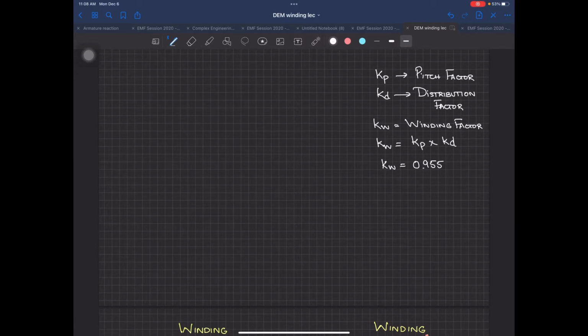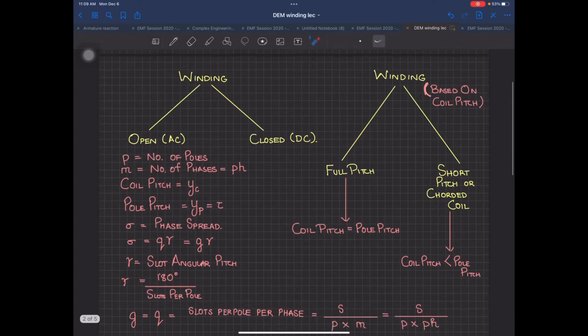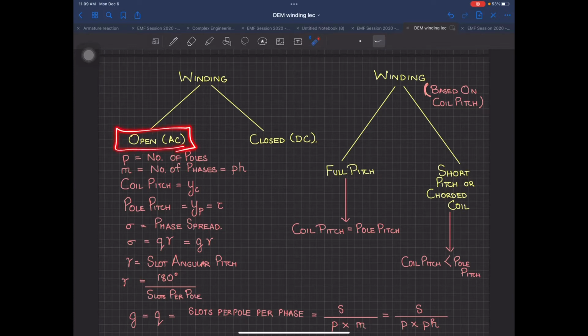But before I go on to that, the very first important thing: whenever you are talking about windings, and you are talking about the winding based on whether the wires are coming out or not, we have two types. One is called the open winding, the other one is called the closed winding.